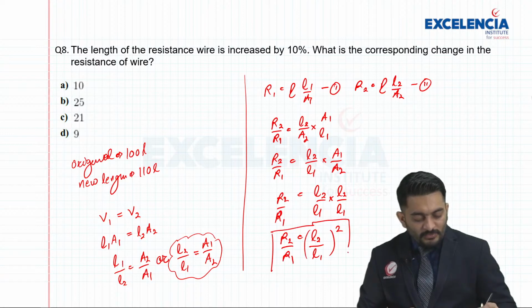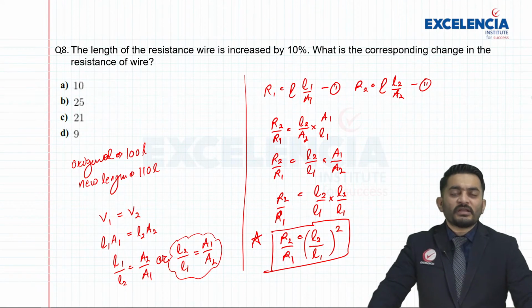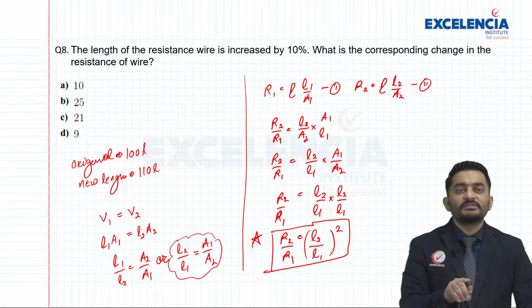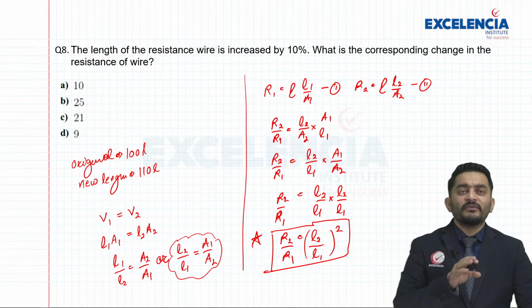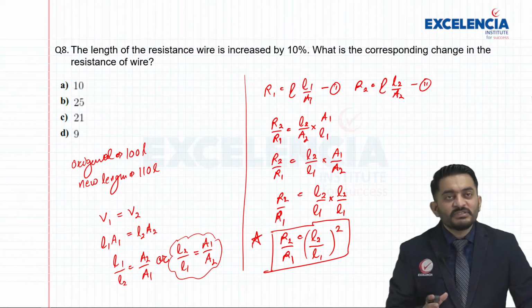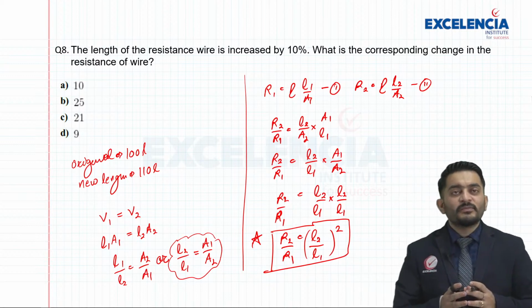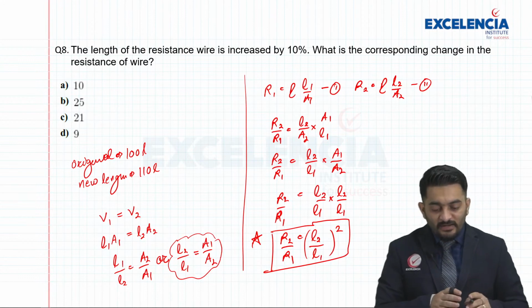I want you people to directly remember this particular step which I put as a star, and whenever you have any kind of question, you just directly jump to this conclusion that R2 by R1 should be equal to L2 over L1 squared, and you start from there. You can see how much time you can save, and this much time is very important when it comes to the entrance exam. So if I directly know that R2 by R1 is equal to L2 by L1 squared, I can directly solve it from there.